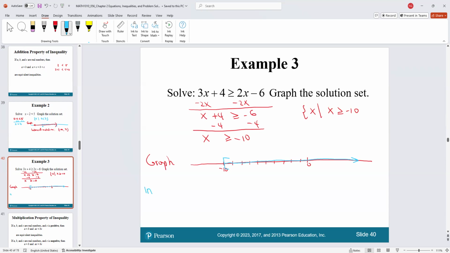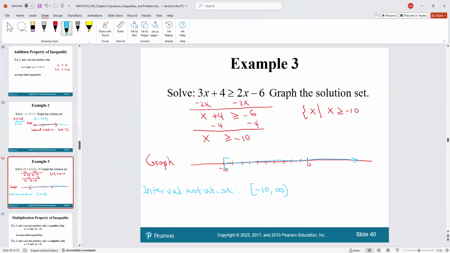They could ask you for interval notation as well. If they ask you for interval notation, the answer will be negative 10 and positive infinity. Remember where to use a bracket and where to use parentheses. On infinity, we always use parentheses.